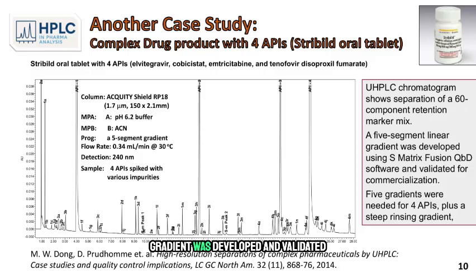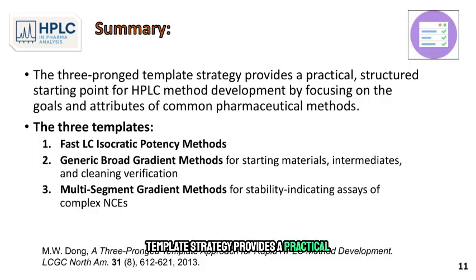A 5-segment linear gradient was developed and validated using quality by design software to ensure the separation of all APIs and their various impurities. In conclusion, the 3-pronged template strategy provides a practical and structured starting point for HPLC method development. By focusing on fast isocratic methods, generic broad gradients, and multi-segment stability indicating methods, we can effectively meet the goals and attributes of modern pharmaceutical analysis.